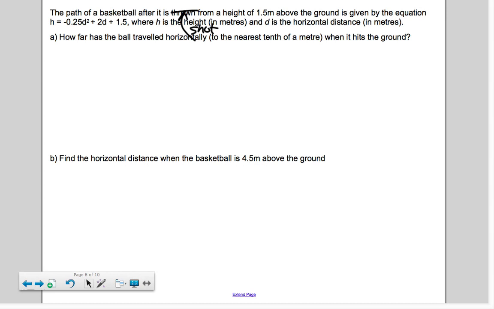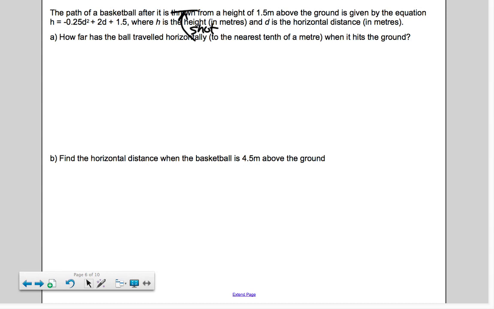How far has the ball traveled horizontally? So I'm shooting here, and I shoot the ball like this, and it follows a parabola. How far away does it hit the ground from me? That's the question. Hopefully you can see that from reading it.